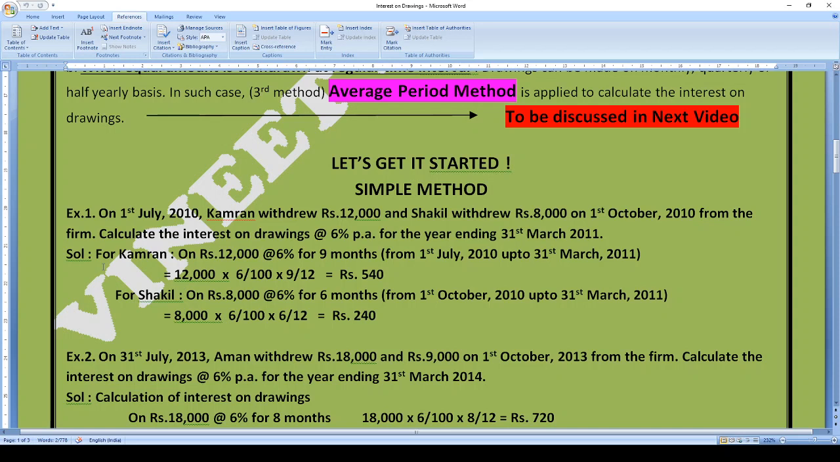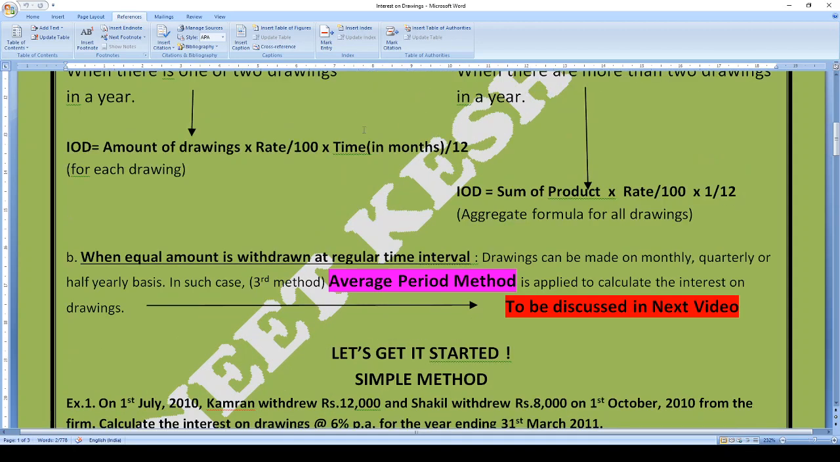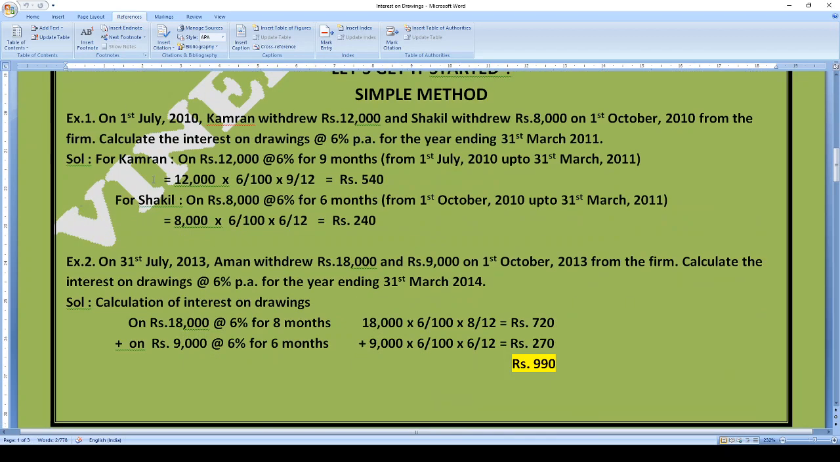What are you required to find out? You are required to find out the interest on drawings at the rate of 6% per annum. This is your rate of interest for the year ending 31st March 2011. Keep it in mind that whenever you are going to take the time element, this time element will be calculated from the date of drawing up to this year end date.